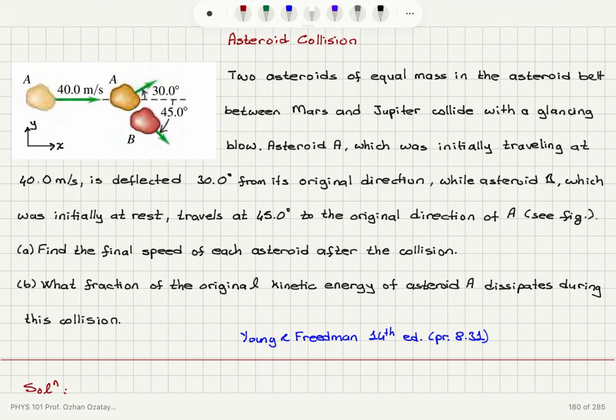Asteroid collision. Two asteroids of equal mass in the asteroid belt between Mars and Jupiter collide with a glancing blow. Asteroid A, which was initially traveling at 40 meters per second, is deflected 30 degrees from its original direction, while asteroid B, which was initially at rest, travels at 45 degrees to the original direction of A, as you can see in the figure. Part A, find the final speed of each asteroid after the collision.